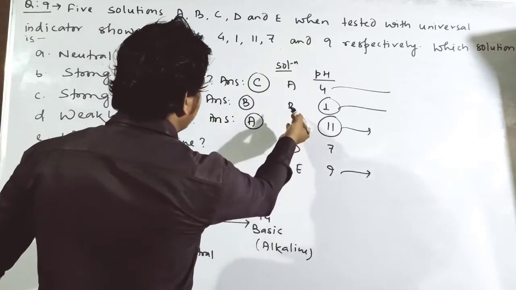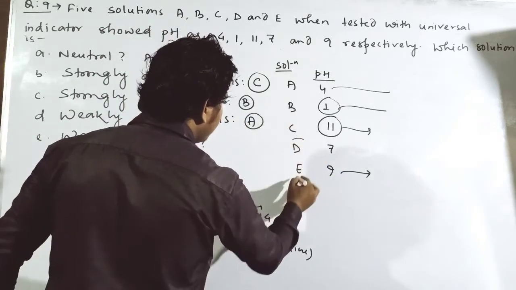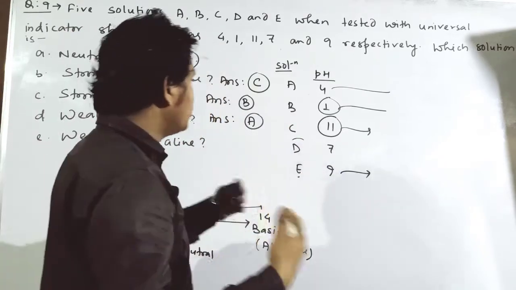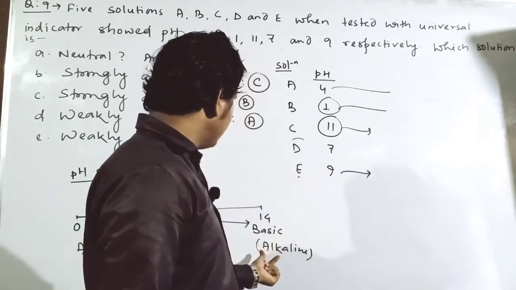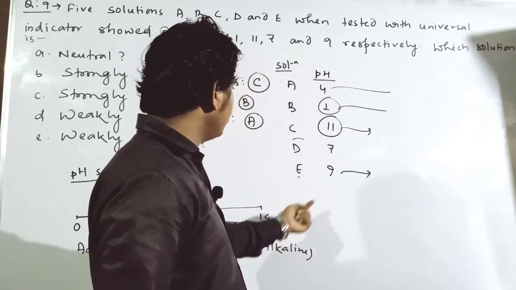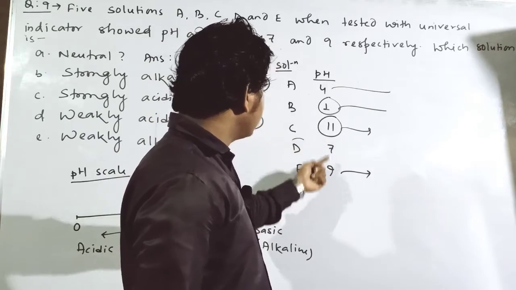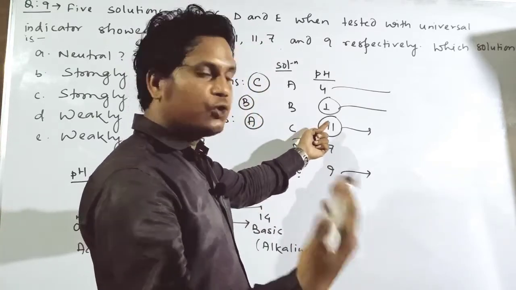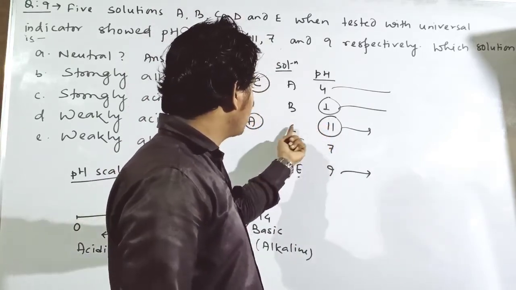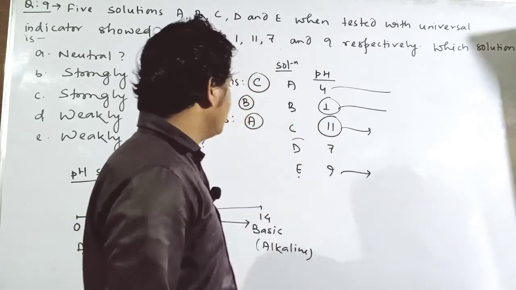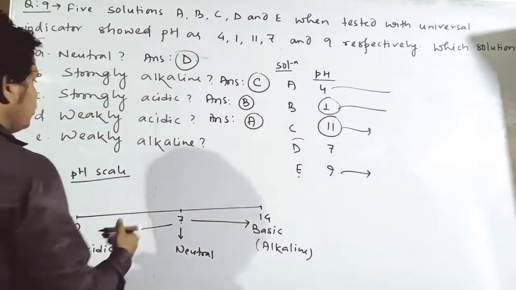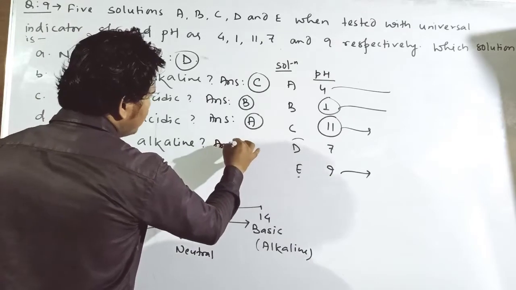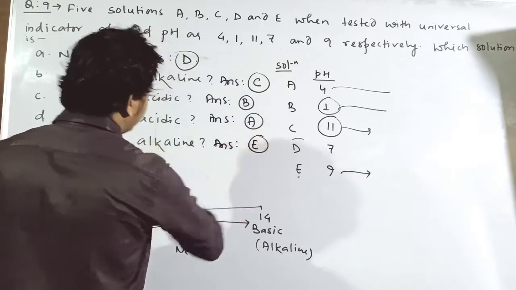Weakly alkaline. Weakly alkaline will be E, because more than 7 is basic or alkaline, and the higher the value the stronger. 11 and 9 were there. The stronger alkaline was C. So 9 is also alkaline, but it will be weakly alkaline. So the answer will be E.